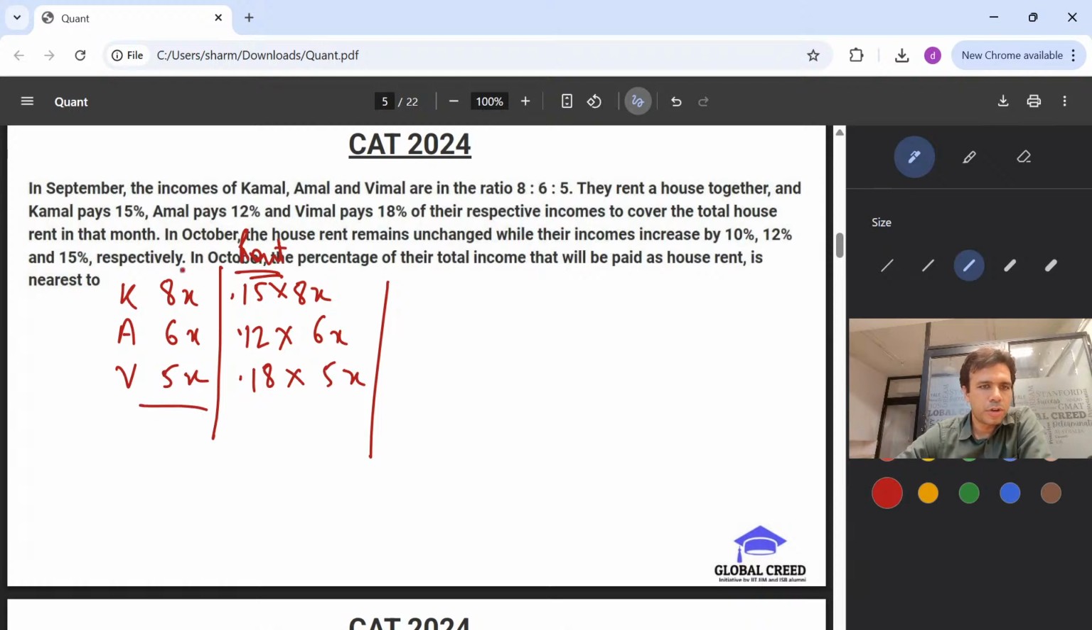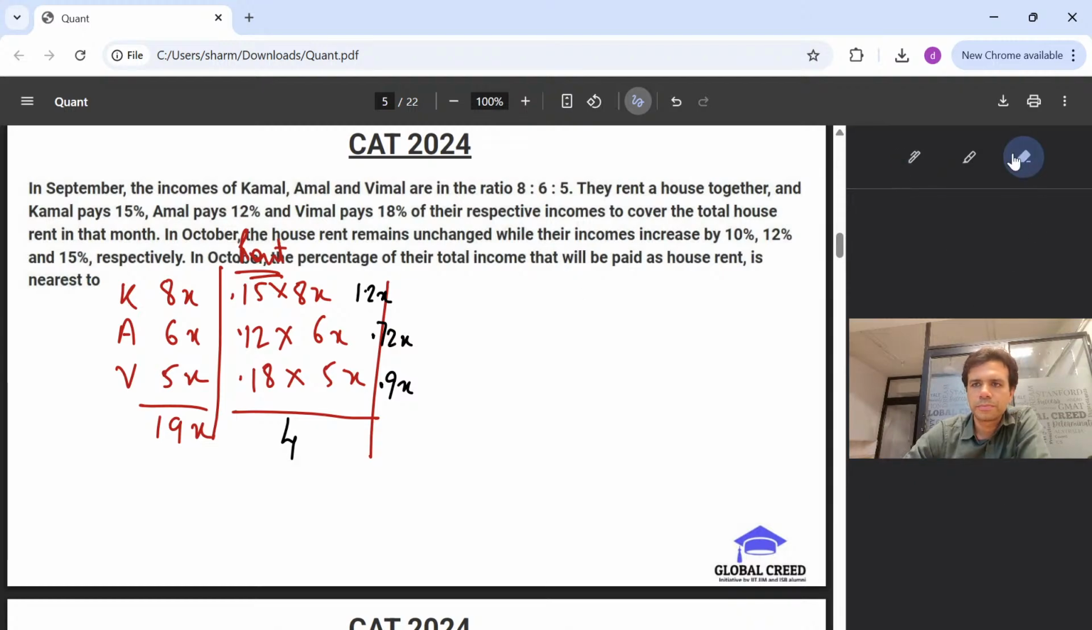Now if I calculate overall, this comes out to be 8, 6, 5, that is 19x is the total income. 15 times 8 is 120, which would be 1.2. So let me write with a different ink. We could say 1.2x ये आएगा. 12 times 6 is 72 gives me 0.72x ये आएगा. 18 times 5 is 90, 0.9x ये आएगा. तो अगर हम सबको add करेंगे तो that will give me 4 and you will get 9, 7, 6. So not even 4. You will get 2 in fact.